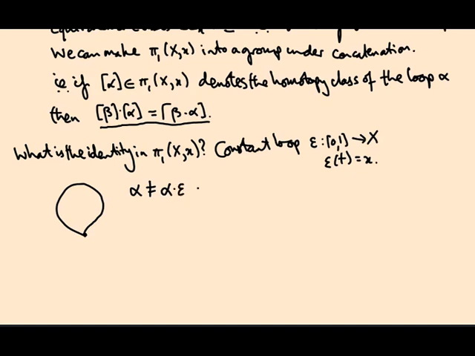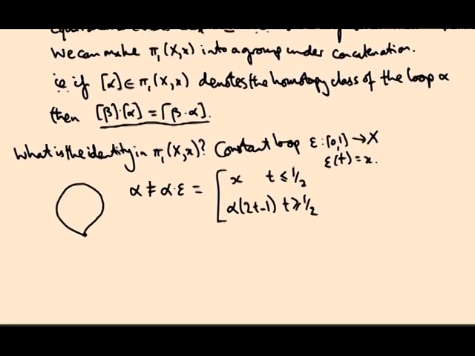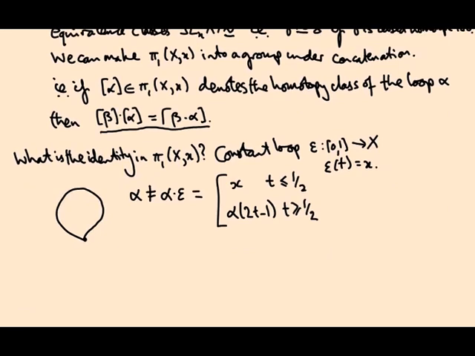Because alpha dot epsilon is the loop which at time t is constant if t is less than a half, and it's alpha of 2t minus 1 if t is bigger than a half. Right, looking up at the definition of concatenation, it's this 2t minus 1. So it really stays put for half the time, then goes around at twice the speed. So it's not the same loop, but it is homotopic. So this identity is not an identity for concatenation on loops, it's an identity for concatenation on homotopy classes of loops. That's why we have to take the fundamental group rather than just working with loops.